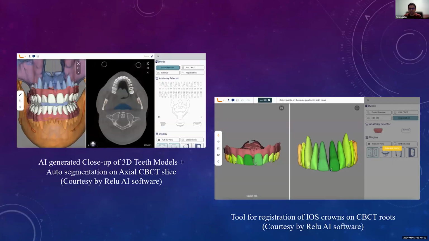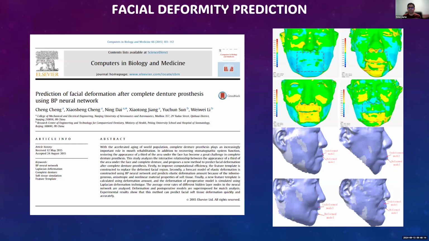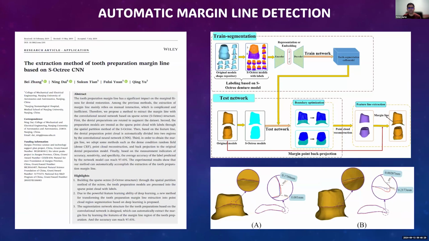This is another crown model and CBCT root model with the other company, and AI would be able to do all the prosthodontic work once you scan the patient. Facial deformity prediction, that's another thing: once you deliver a complete denture, that algorithm will be able to tell you, okay, is there a facial deformity or not? What are the things you need to do? That's another application, really good success.